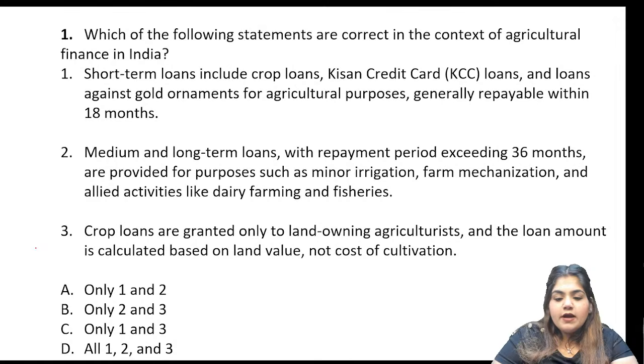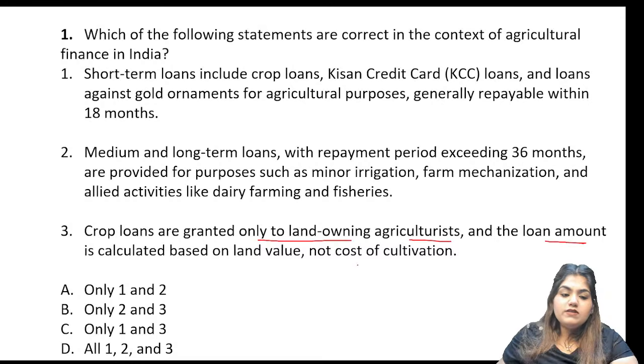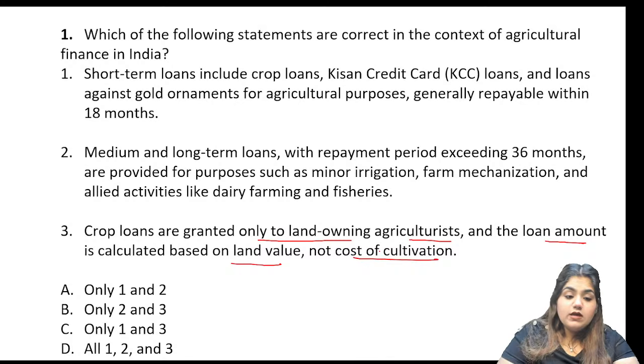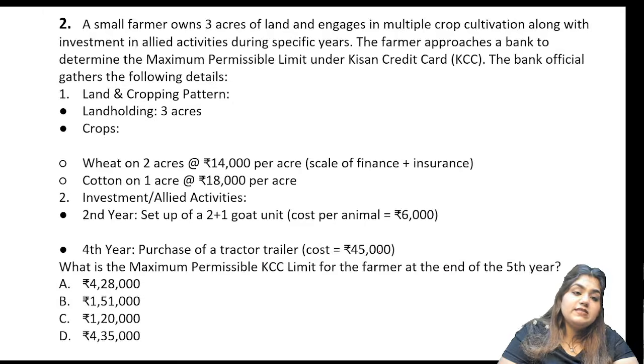Statement number 3 is not correct. Crop loans are not restricted to land owning farmers. Even tenants can take the crop loans. And the loan amount is not just based on the land value. It is based upon the cultivation per scale of finance, cultivation per acre. We talked about this in the morning class. Statement number 1 and 2 are correct. A is the correct answer.